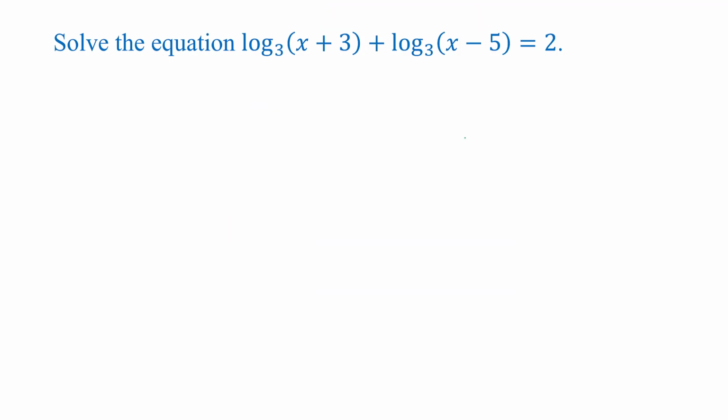Now moving on to solving log to the base 3 of (x plus 3) plus log to the base 3 of (x minus 5) equals 2. I think the only difference from the last equation is that we're going to use the sum property here on the left side to get log to the base 3 of (x plus 3) times (x minus 5). And on the right side, we still have 2.